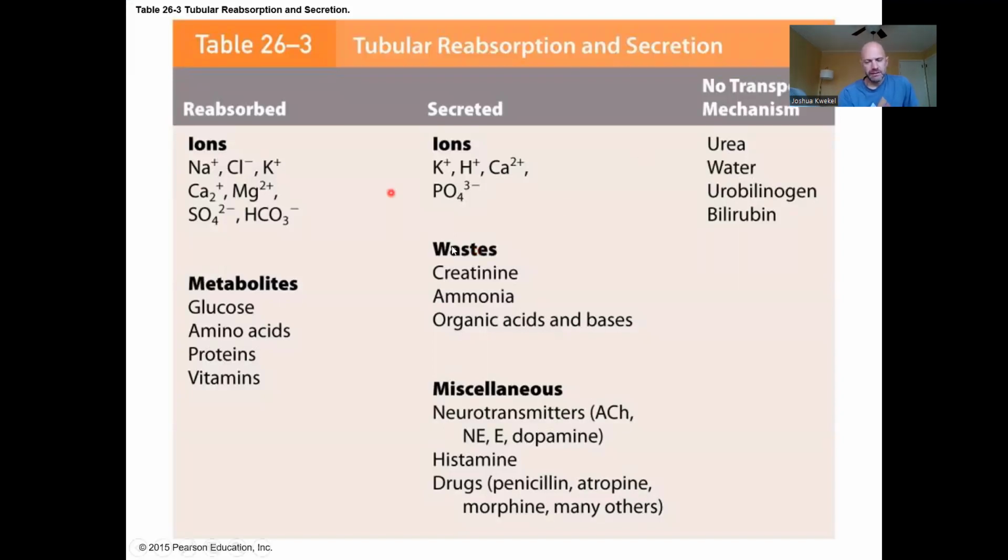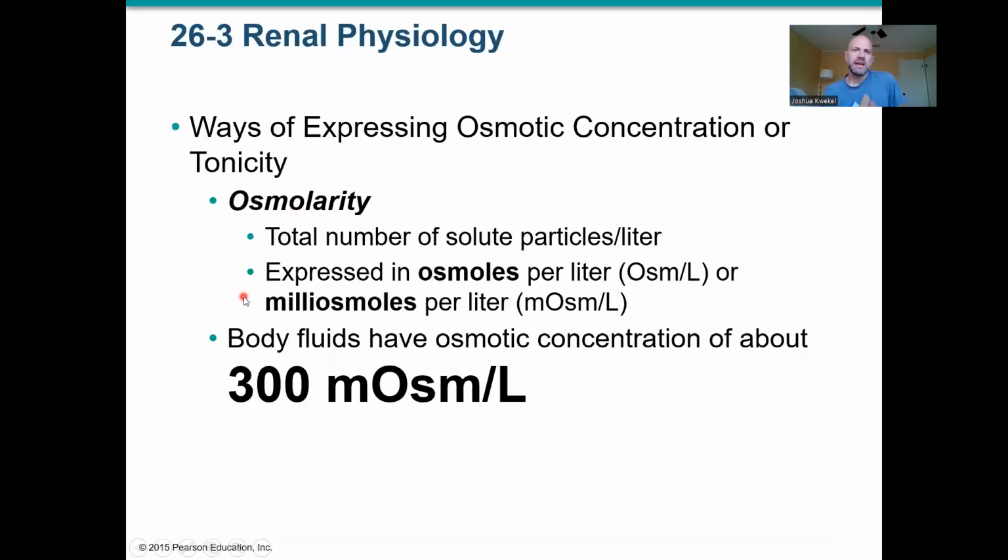So here is a kind of a cheat sheet on the molecules. Some of these molecules, these small ions, are reabsorbed. Some of them are secreted on average. These have no transport mechanism: urea, water, urobilinogen, and bilirubin. They're regulated in the other organs. These are wastes that are always coming out. These are miscellaneous, and again, it's variable. These metabolites are usually kept, retained or reabsorbed.